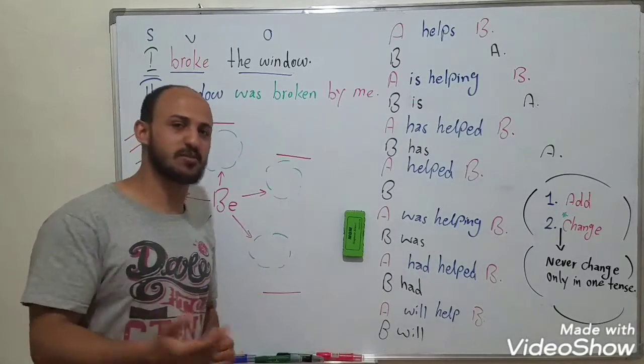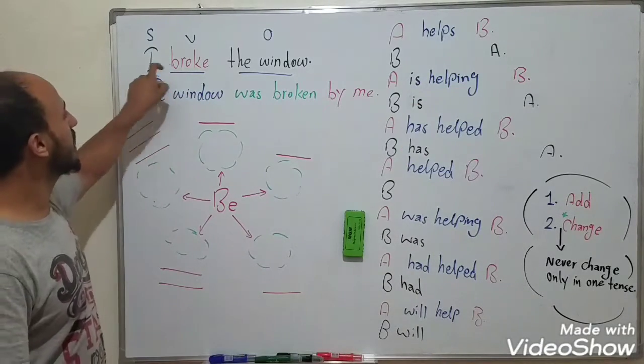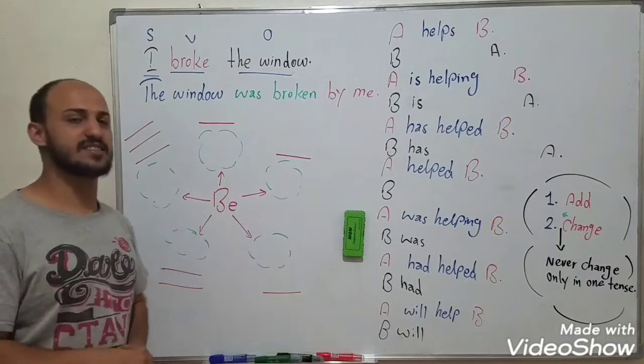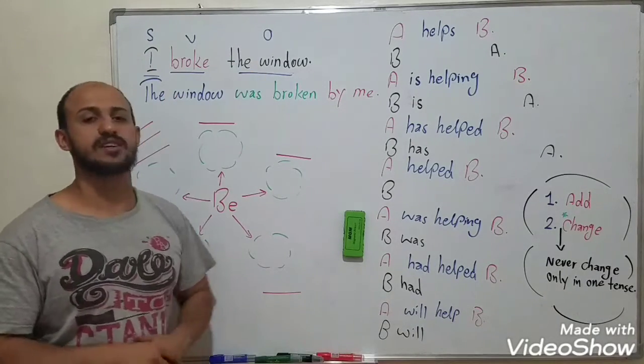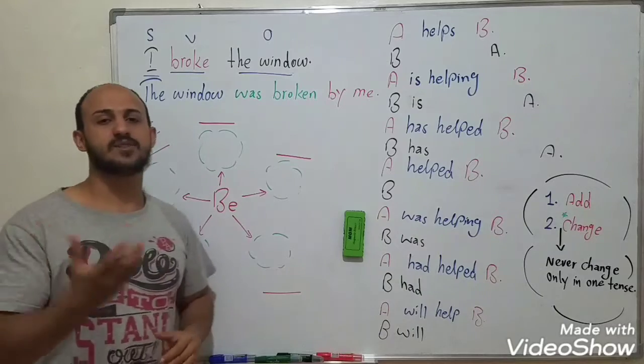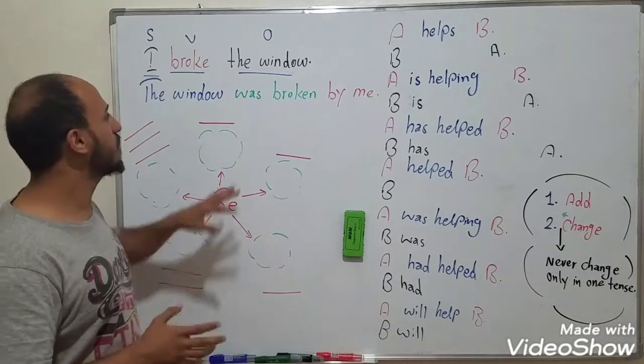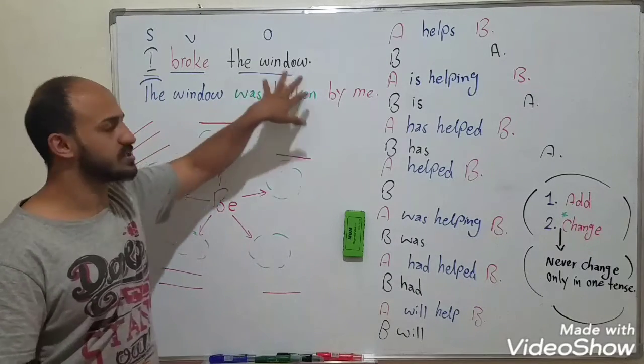Let's take the example, then we'll talk. Alright, so I broke the window. This is the sentence, and everybody knows that this is the subject, verb and the object. Alright, so let me tell you guys this. I don't want to focus on the subject, I want to focus on the object.